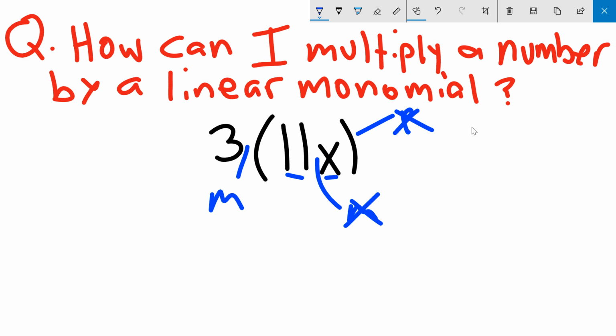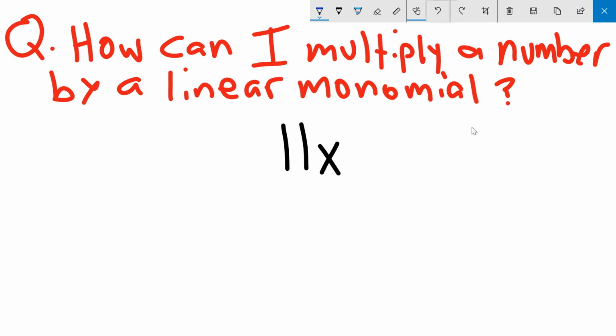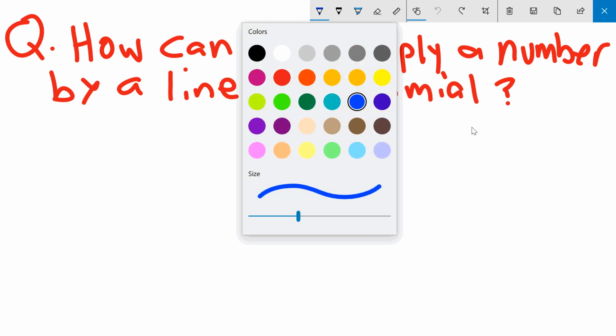But the question is, can we multiply a number and a monomial, a linear monomial? Now, a linear monomial is just made up of a coefficient times a variable. That's it. That's a linear monomial. A coefficient times a plain variable. There's your linear monomial. Ta-da! So the question again, can I multiply a number by a linear monomial? And the short answer is yes.